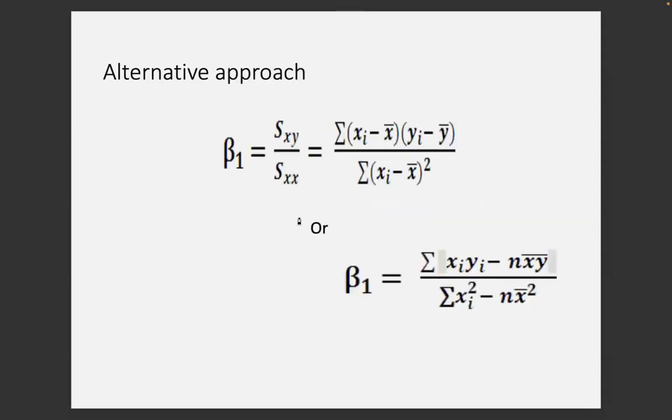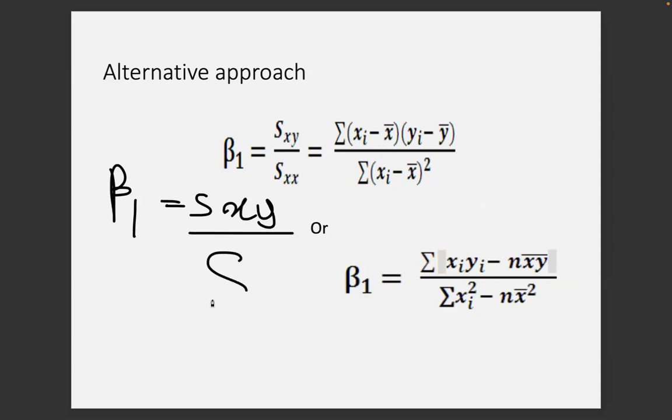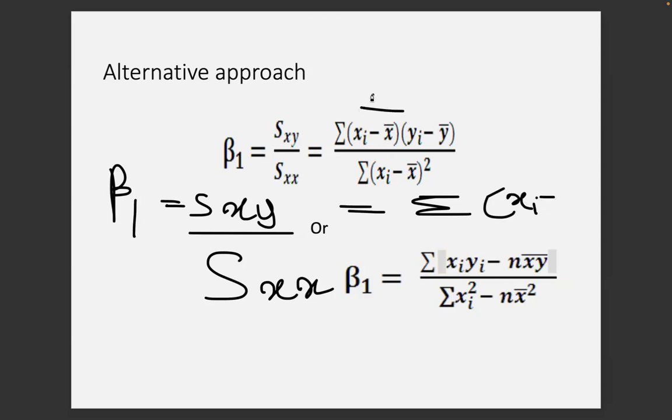How do we get beta naught and beta 1? Beta 1 is Sxy divided by Sxx. Sxy is sigma of the x part, xi minus x bar, multiplied by the y part, yi minus y bar. And in Sxx, x means xi minus x bar, and again we have to multiply it with xi minus x bar.